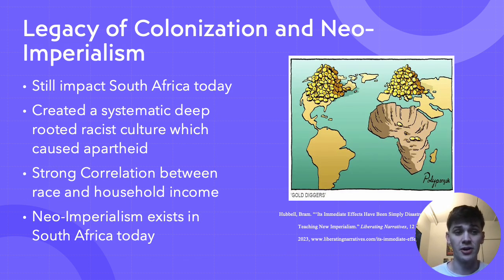Colonization and neo-imperialism. The legacy of colonization still impacts South Africa today. It created a systematic, deep-rooted racist culture which caused the apartheid era. There is a strong correlation between race and household income due to this racist culture. 9 out of 10 households in the poor 60% of homes were black, according to Two Nations: Race and Economic Inequality in South Africa Today.